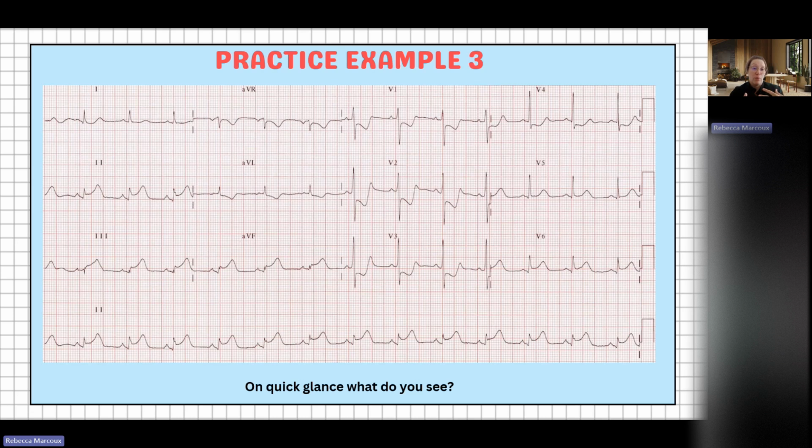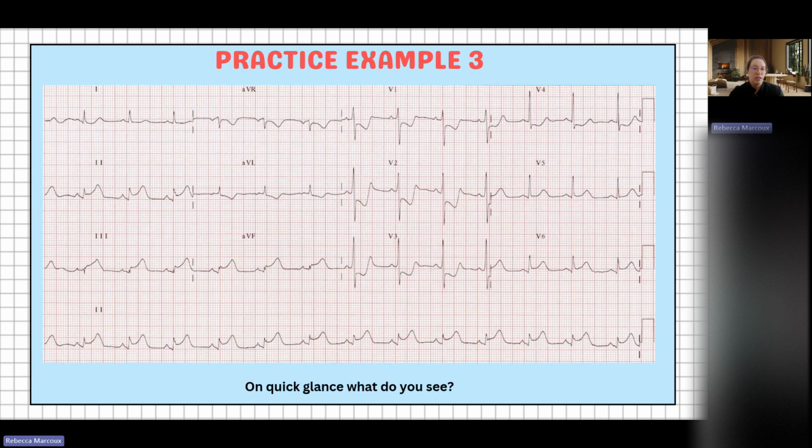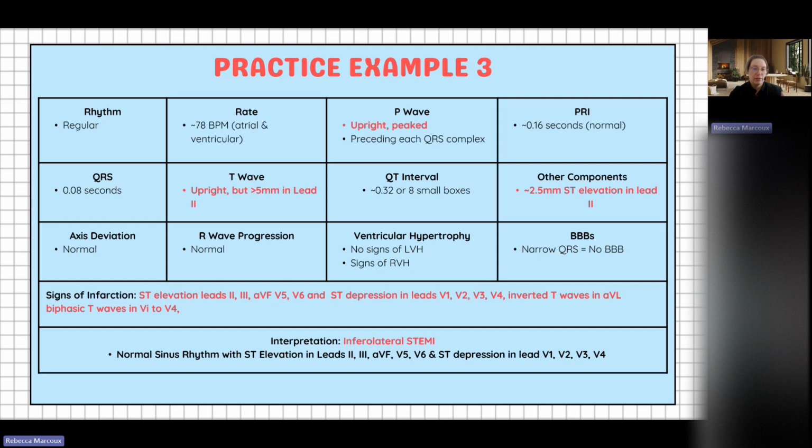So we want to practice just glancing at these and being able to pick out, especially when we have major ST changes like this. Sometimes they're more subtle and you'll be interpreting a rhythm and be like, oh crap, I missed a 1 millimeter ST elevation. And that happens, guys. But when you have major ST changes, you want to be able to quickly glance and notice. So I did the full interpretation here, but in the case of this, you would never do this until your patient left, right?